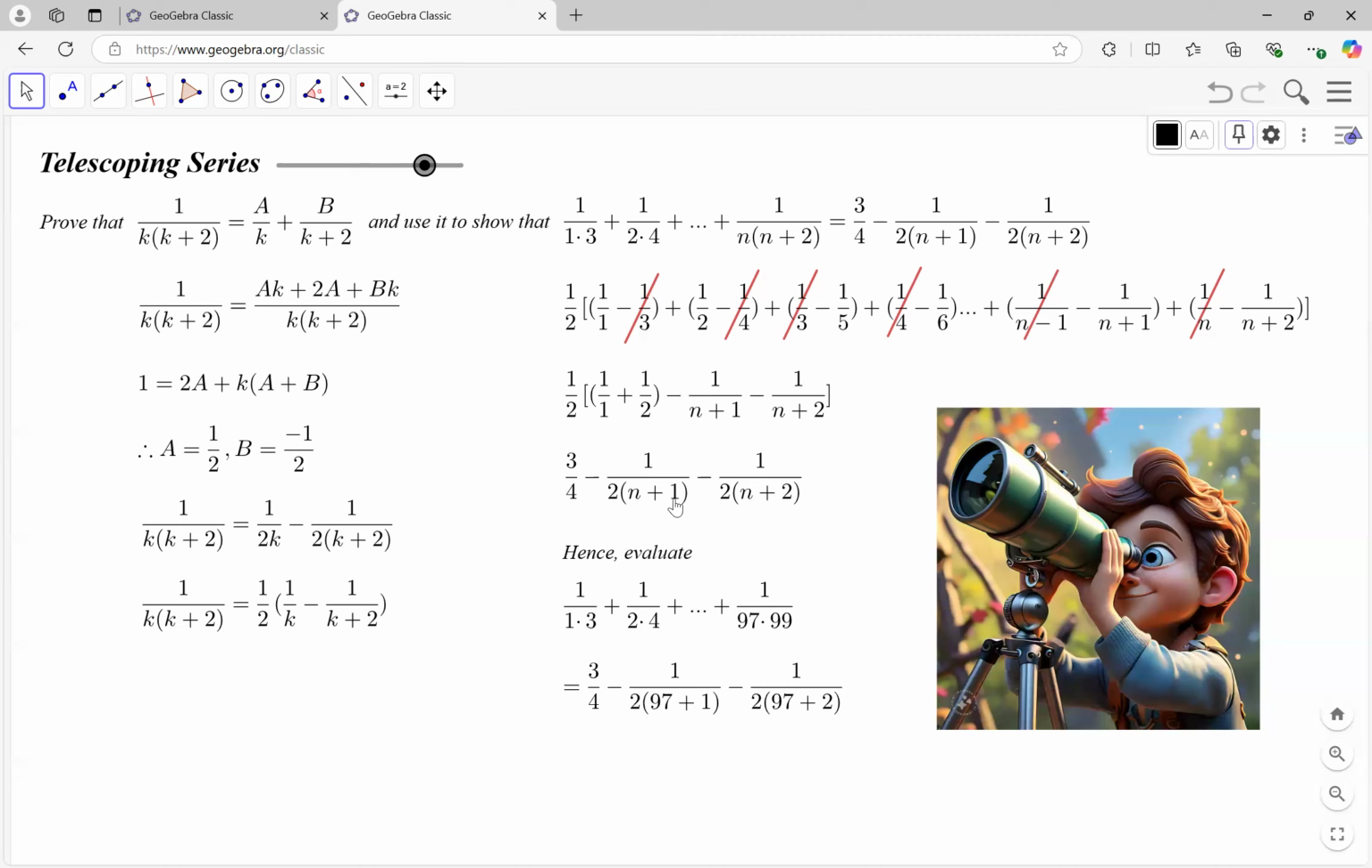So 3/4 minus 1 on 2 by 97 plus 1, minus 1 on 2 by 97 plus 2, is just a number that we can evaluate as approximately 0.73985, which I think is a pretty interesting result. We can evaluate these telescoping series like that. It's interesting to think about that fraction converging to this value.